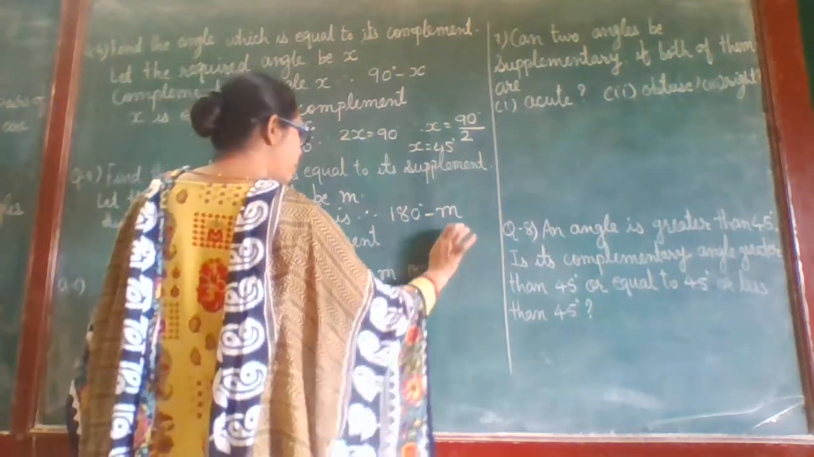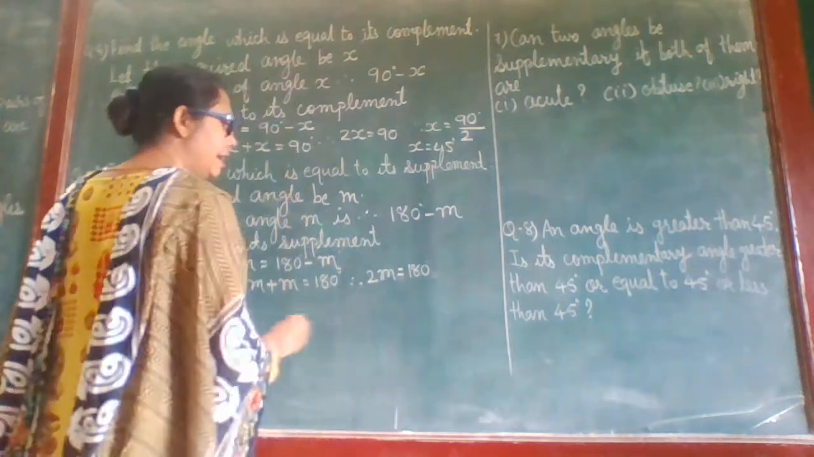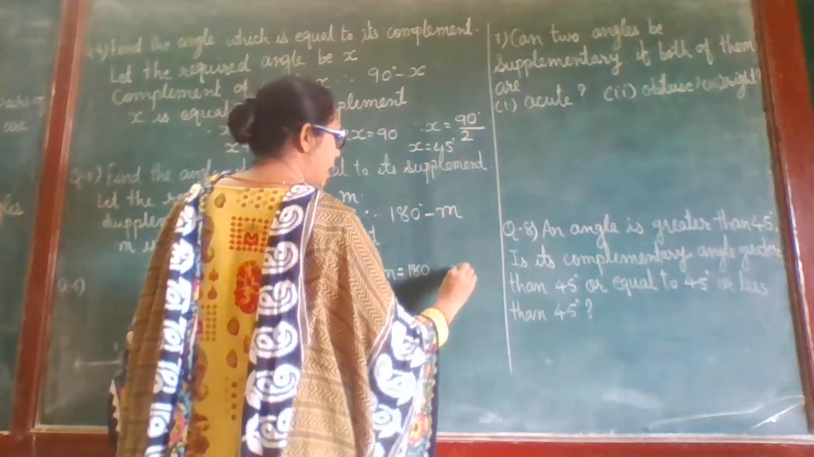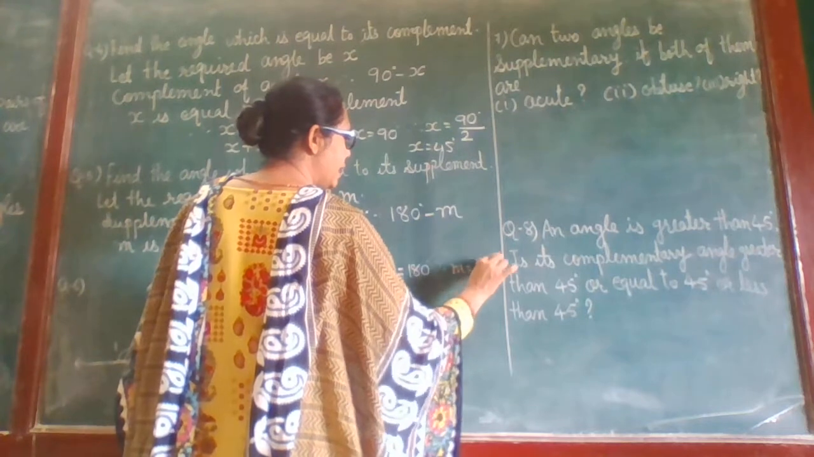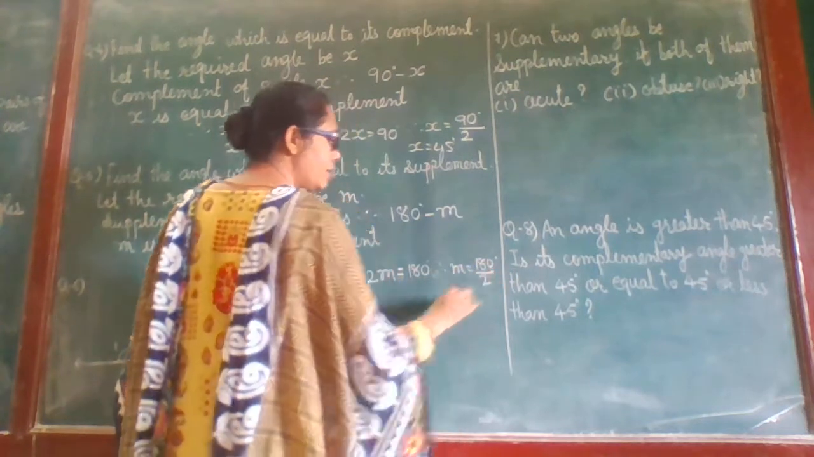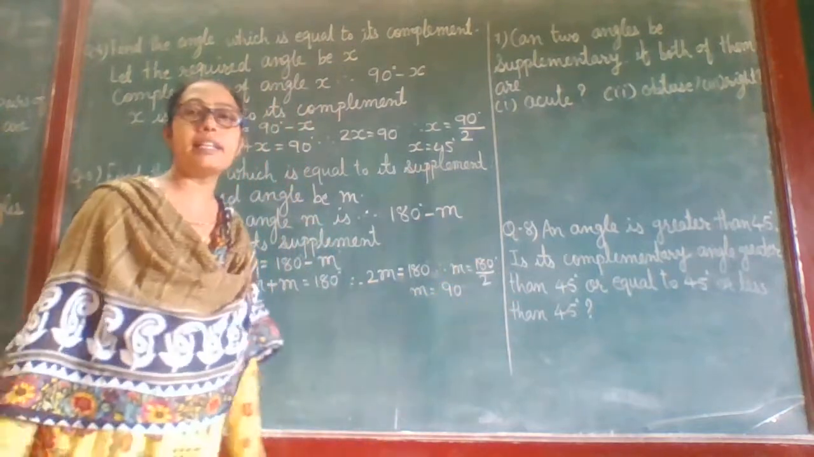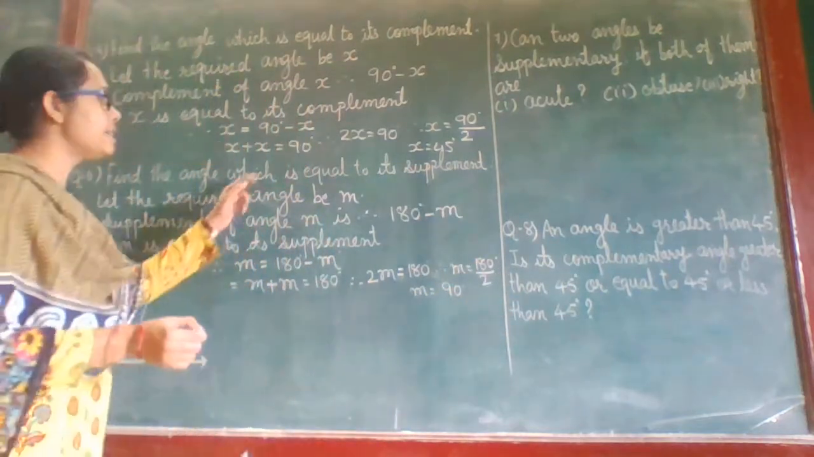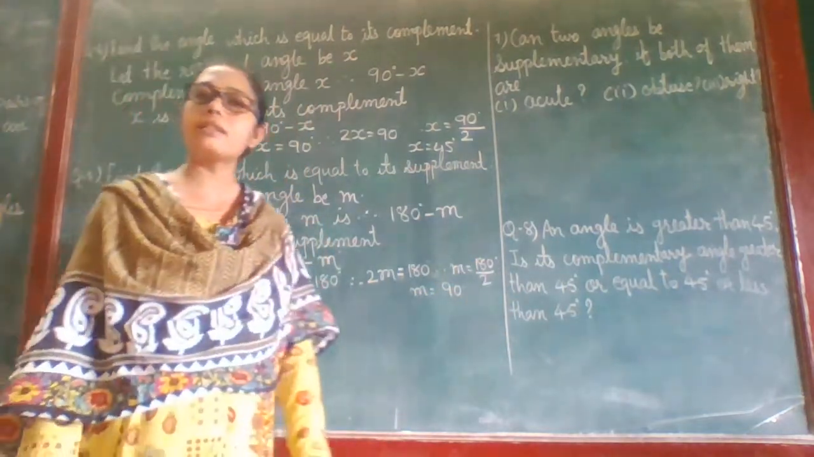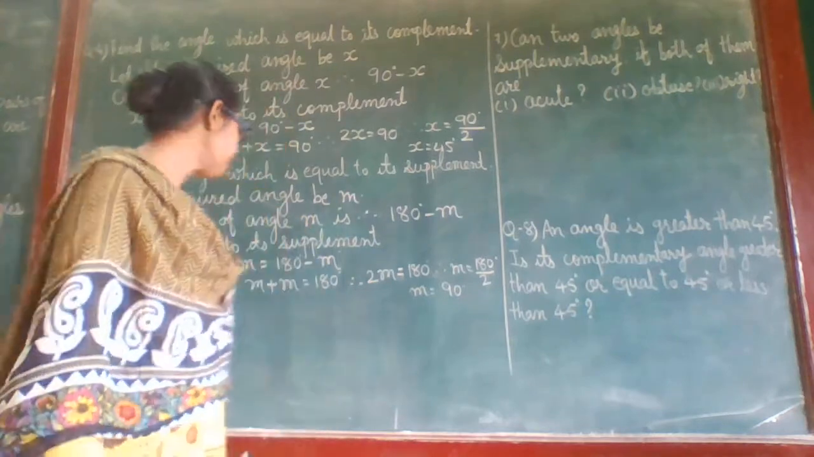Sorry, 2m is equal to 180 degree. So m is equal to 180 degree divided by 2. So m is equal to 90 degree. So 90 degree is equal to its supplement.